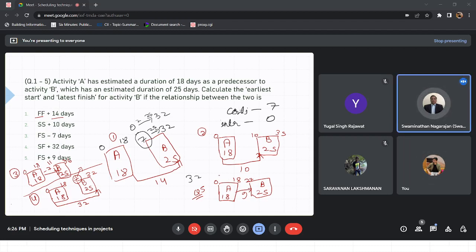But if you take the fourth one, SF plus 32, I think that for interruptible can be different. Yeah, because the B can start on 0 also, in my opinion. You will see that in cases where you have activities coming in the mid of your network, which seemingly only have finish-to-finish relationships with their predecessors, their start can be taken as 0 if it is interruptible activities.